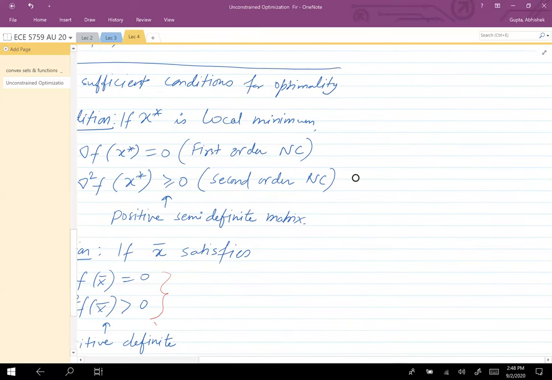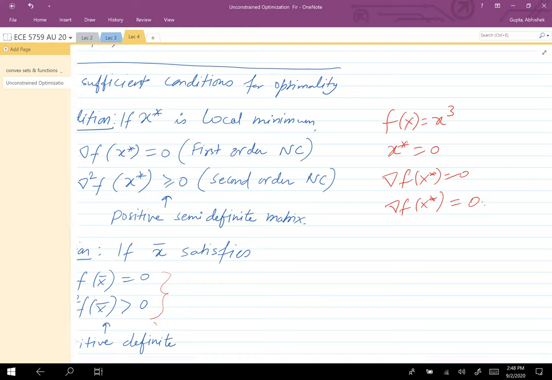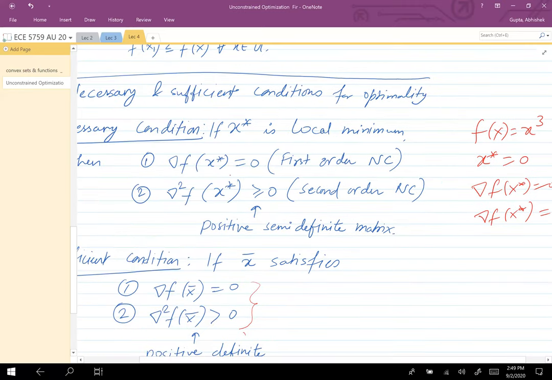Let's say I consider f(x) equal to x cubed, and I claim that x star equal to 0. I just pick x star equal to 0, and I look at the first derivative, it's equal to 0. I look at the second derivative, it's equal to 0. But we all know that x star equal to 0 is basically nothing for this function. It's neither a local minimum nor a local maximum. It's just nothing. Okay. Point, right. So you can have these two conditions satisfied, but the x star is actually a meaningless point in the space.